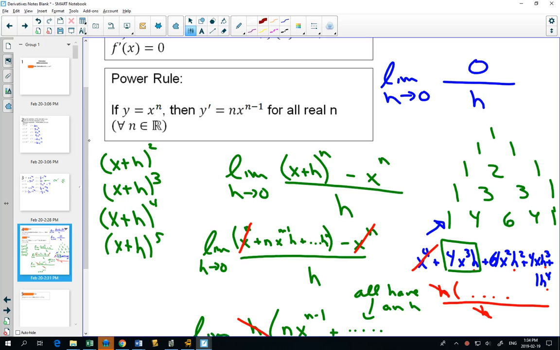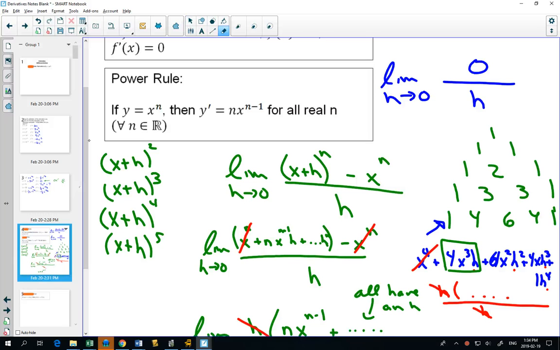I wasn't going to go through the proof of it, but sorry, I got a little carried away. Once the proof is done, this means that we can apply the power rule from now on as a shortcut. So if you have something like, what's the derivative of x to the 7? Well, it's just going to be 7x to the 6th, and it's going to be that easy.